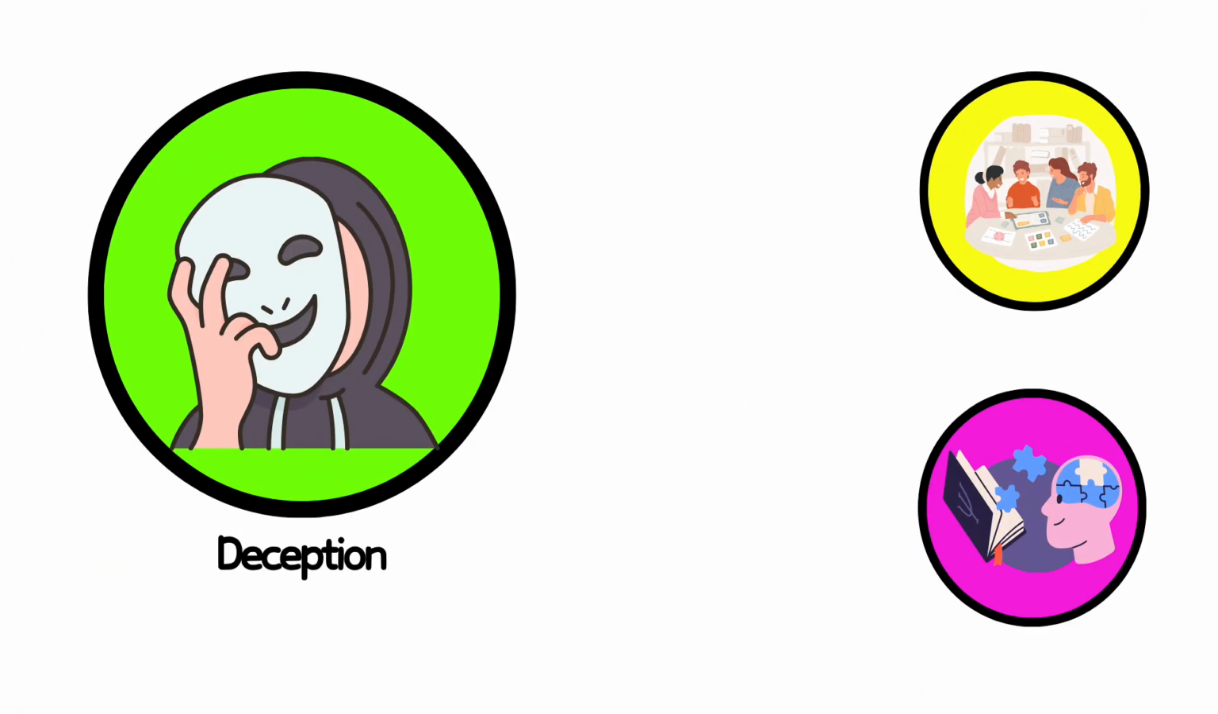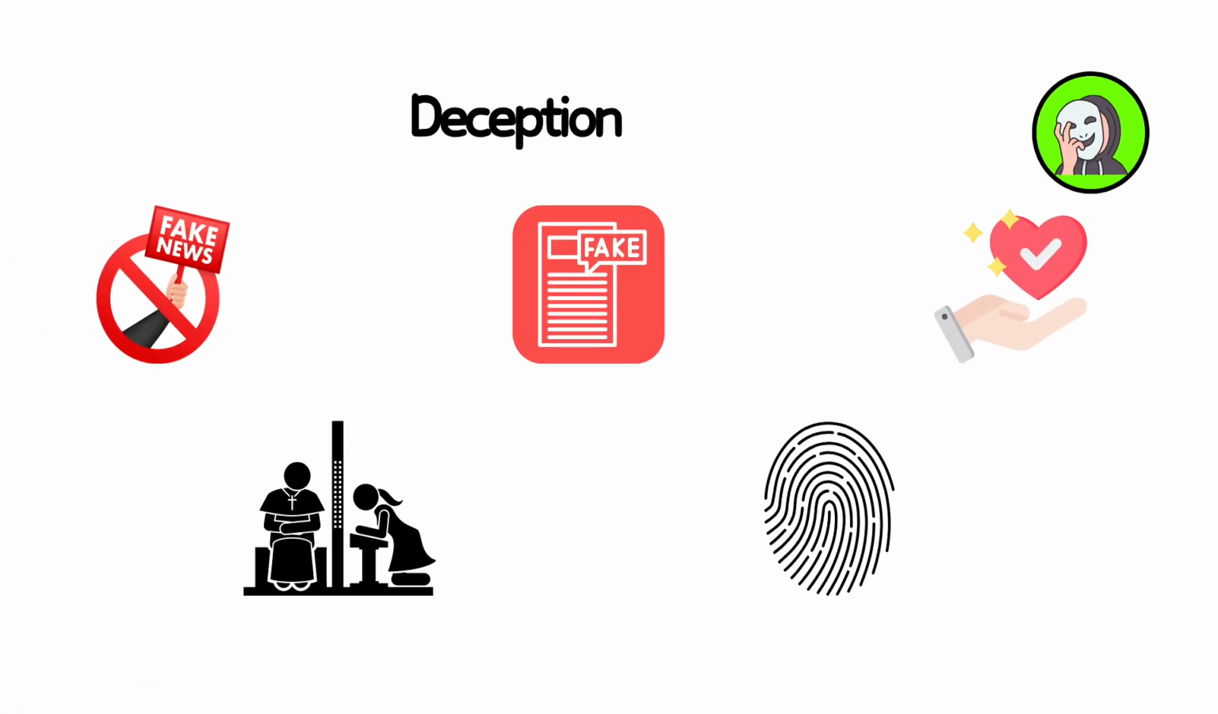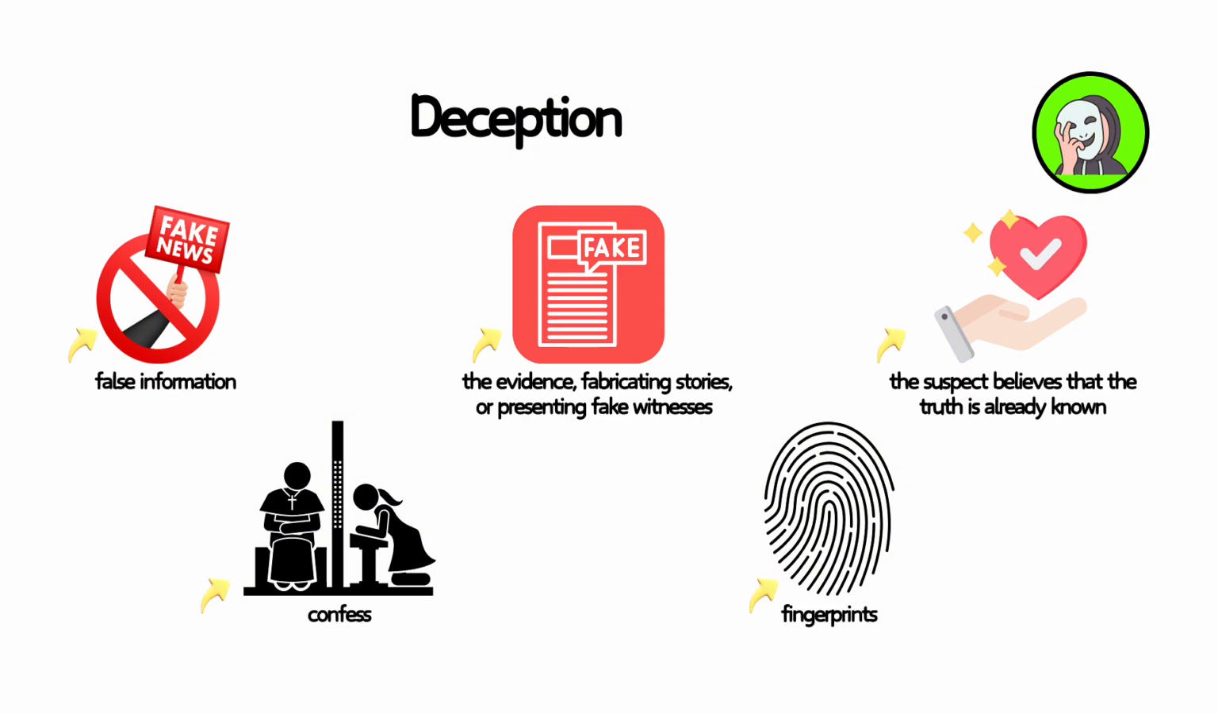7. Deception. Deception in interrogation involves the use of false information or misleading statements to trick the suspect into revealing the truth. This can include lying about the evidence, fabricating stories, or presenting fake witnesses. The goal is to create a scenario where the suspect believes that the truth is already known, prompting them to confess or provide more details.